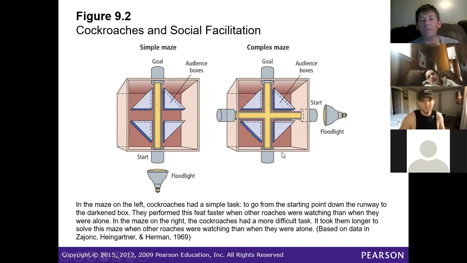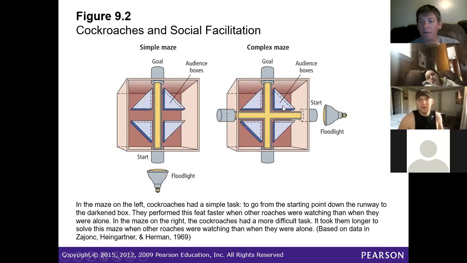Okay? So they did this again when they were alone, shown the light, found out how long it took to get to this side, to this little point here, and compared it to, and now this is a complex task, compared it to when they had audiences and doing the complex task, and it took them longer because it was a complex task and they were doing it in the presence of other cockroaches. It took them longer to get to the goal.